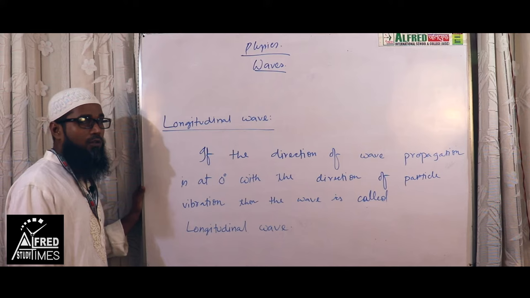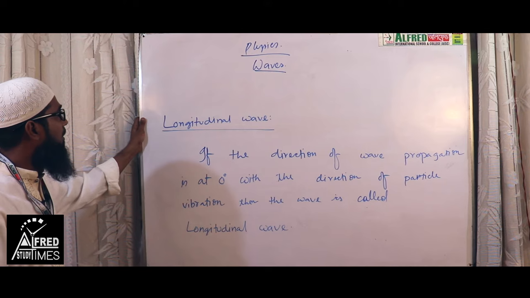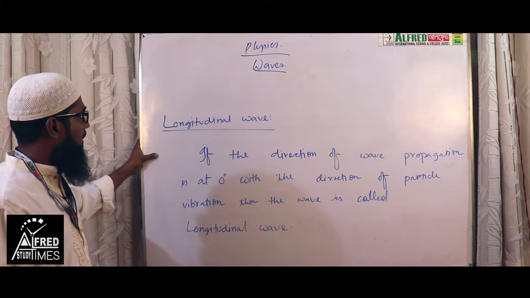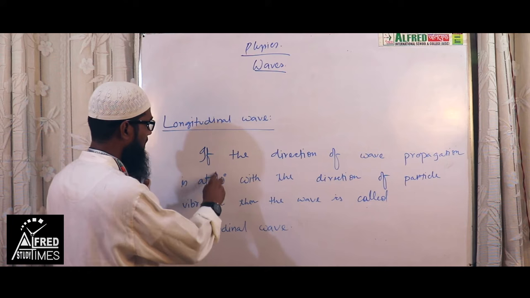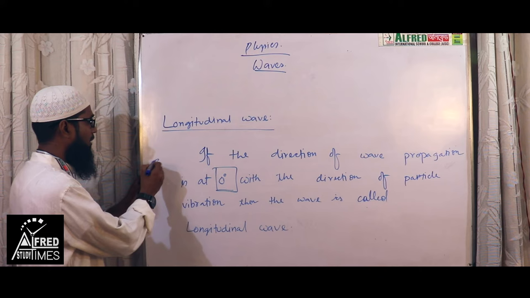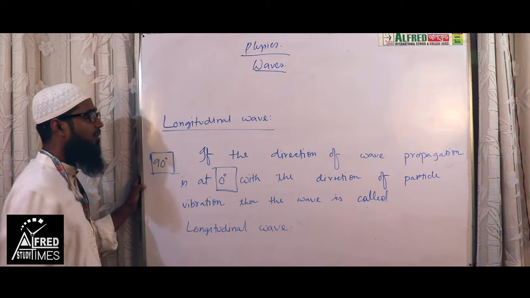Students, we have already learned two types of waves, that is, the types of mechanical wave. One is transverse wave, and another is longitudinal wave. The thing we have to focus on here is that it is 0 degrees, and the previous one was at 90 degrees. This is the basic difference between longitudinal wave and transverse wave.